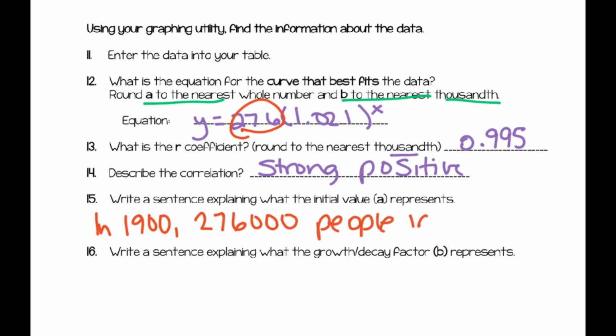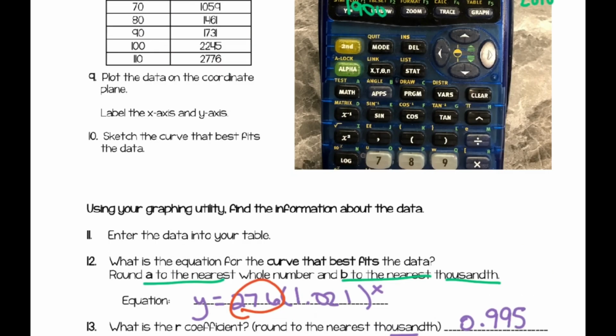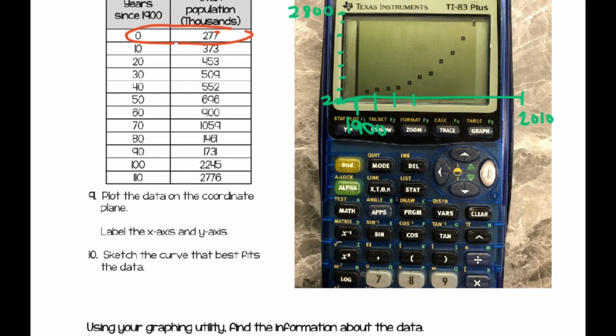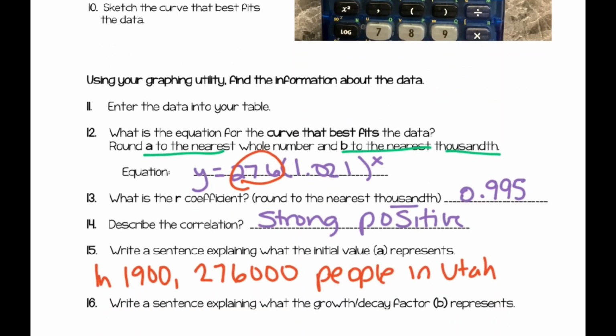Now the question that people often have is they'll look at this and say, but wait, it says up here that in 1900 we have 277,000 people. So how come this one only says 276? Remember that this is the curve that best fits the data. So that's going to maybe be a little bit lower or a little bit higher because it has to fit all of the data. So that's a very common thing. So don't be alarmed by that.